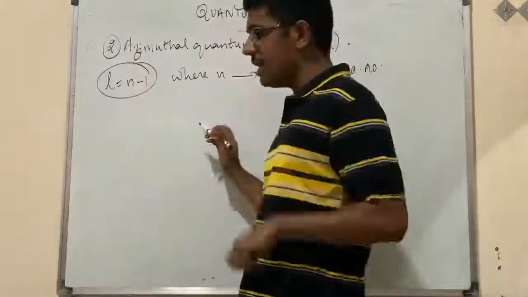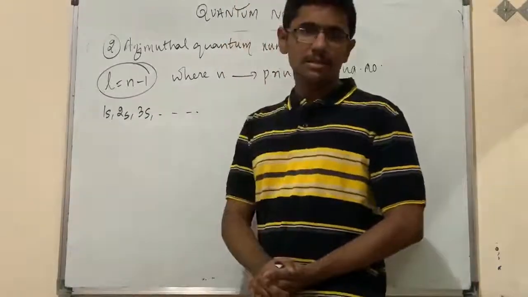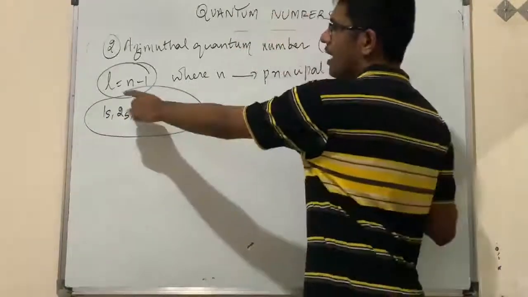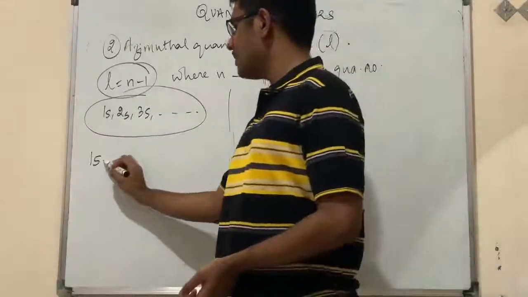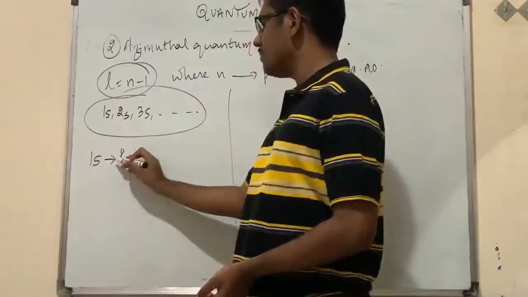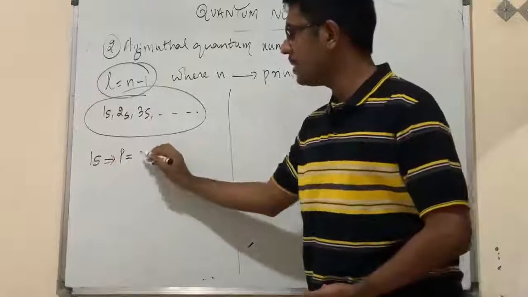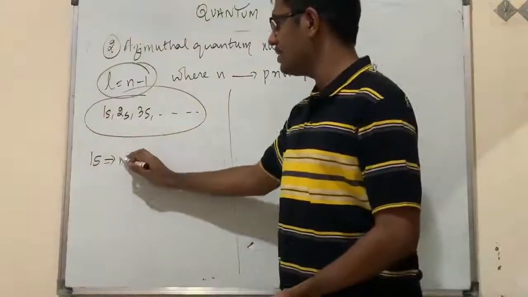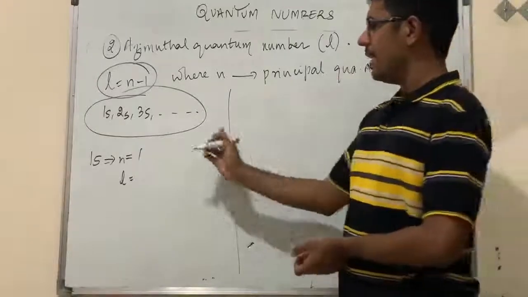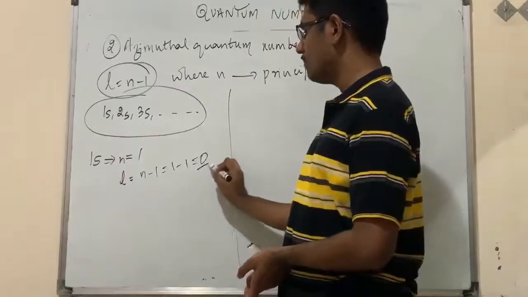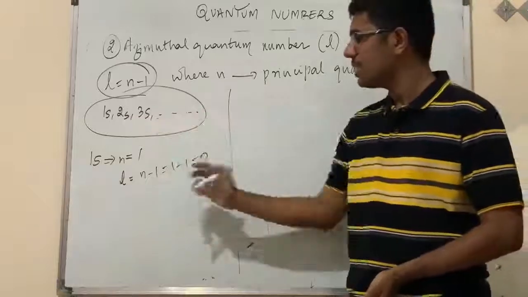Let's see what the value is. For example, we already wrote that 1s, 2s, 3s are the possible values of s orbitals. For the s orbital, we know that the l value is n minus 1. For the 1s orbital, the principal quantum number n is equal to 1. And l is the azimuthal quantum number. The l value is n minus 1, that is 1 minus 1 equal to 0. The value of the azimuthal quantum number for the 1s subshell is 0.